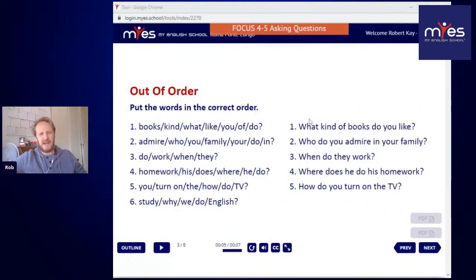Yeah, so noticing the pattern, we have a question word, and then after the question word, do, does, do. And then after do, subject. And the final one, verb.